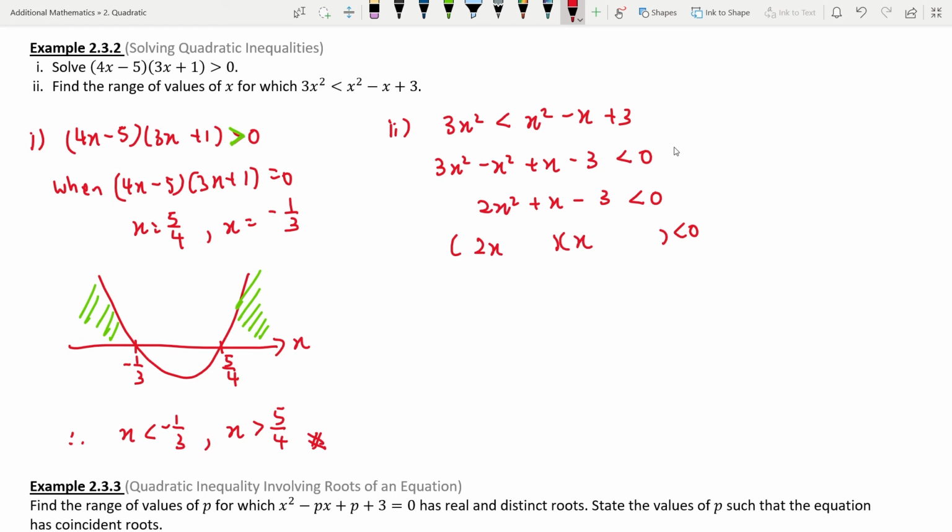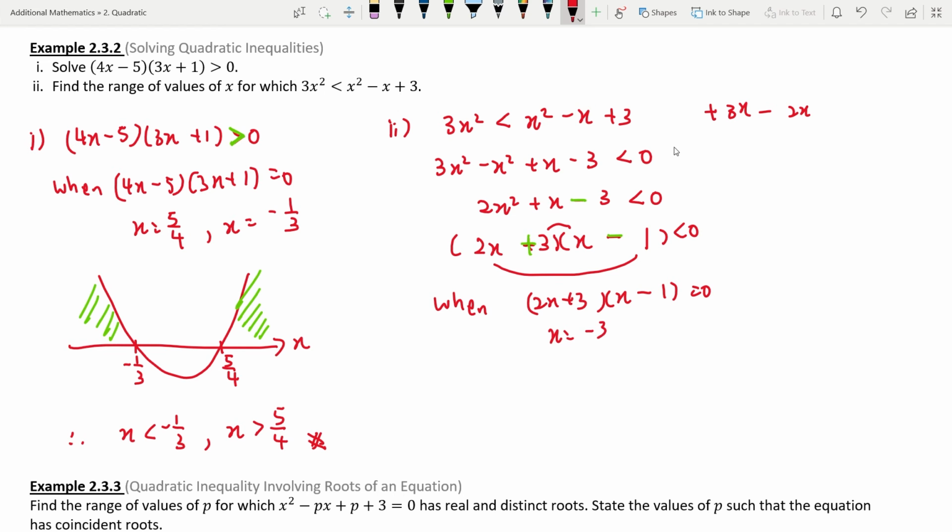2x and x. In order to get 1x, we have to write a 3 here and a 1 here, because this will give us a 3x and this part will give us a 2x. To get a positive x: plus 3x minus 2x. And don't forget to check plus and minus, we get a minus. When 2x plus 3, x minus 1 is equal to 0, x is -3 over 2 and also 1.